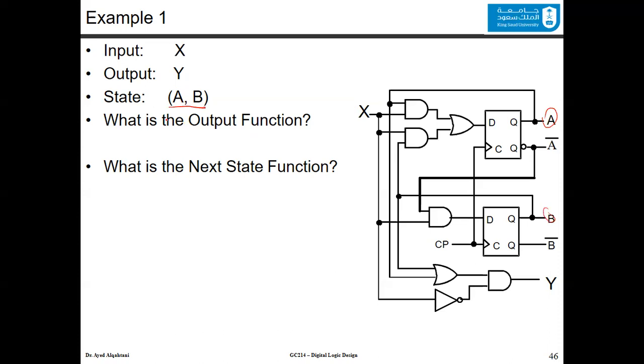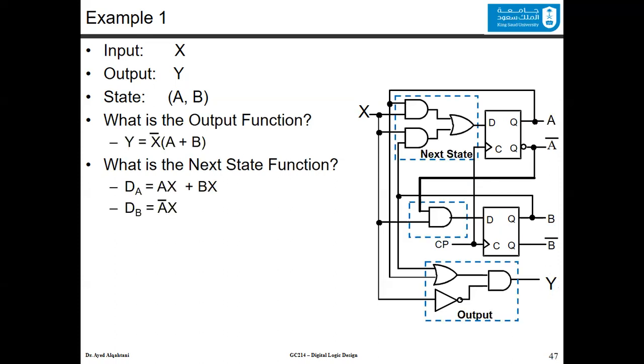Now, if you were asked what is the output function and what is the next state function, the output function is the Y. So you're trying to figure out what is the Y, and you follow this logic here until you figure out what is the function. The next state function, I just mentioned in the previous slide, is connected to the D. So we have a next state here connected to this D, and we have another next state connected to this D. To differentiate between them, we will call this one DA and this one DB.